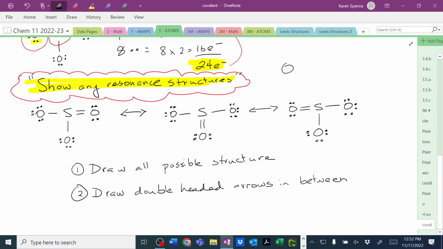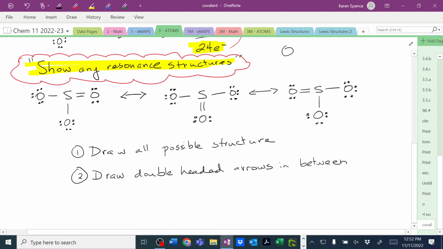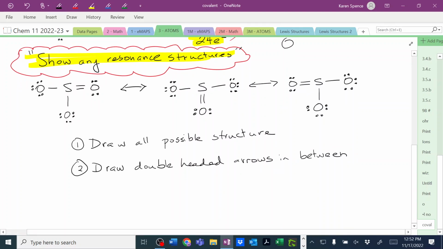All right, let's try one on your own. Let's say that the instructions are show any resonance structures, and I would like you to draw the ion HCO2 minus.